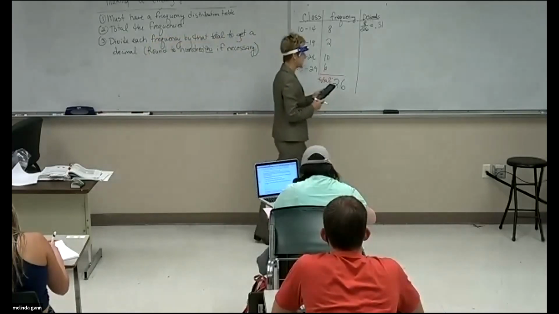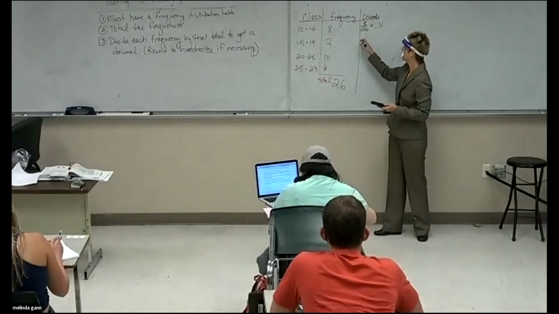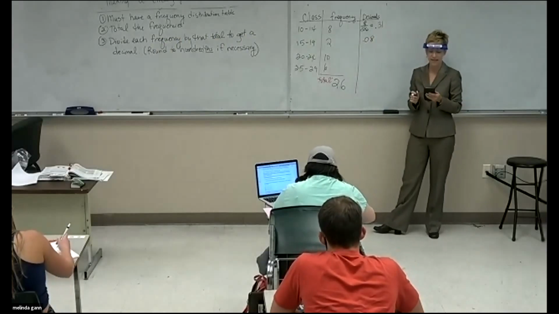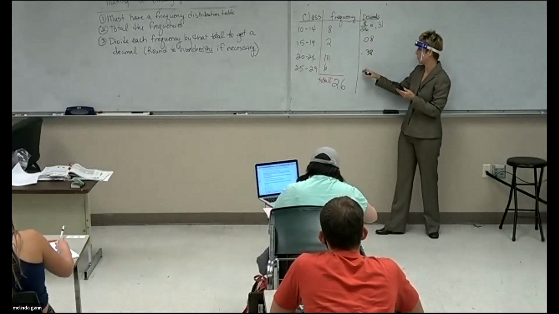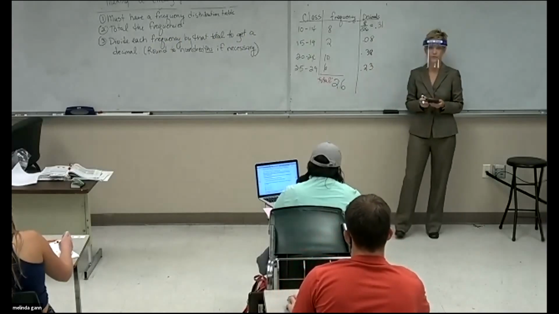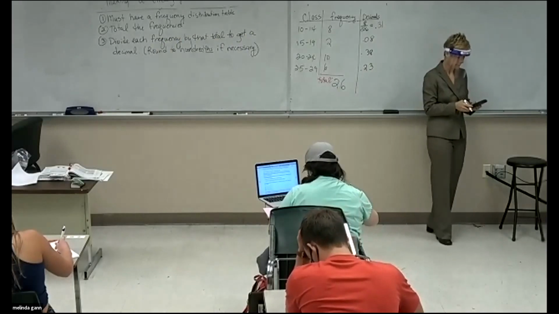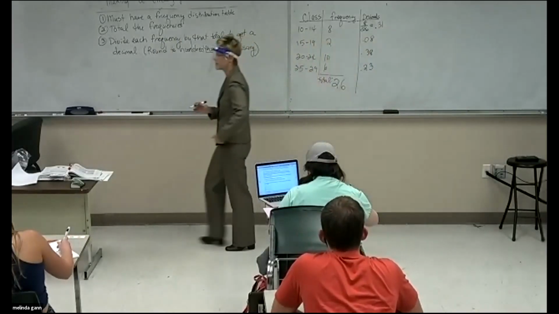So 2 divided by 26. Did you get 0.07 or 0.08? What did y'all put? 0.08. All right. What about the 10 divided by 26? What did y'all get? 0.38. I agree. What about the last one? 0.23. Is everybody okay on that? Good? Okay.